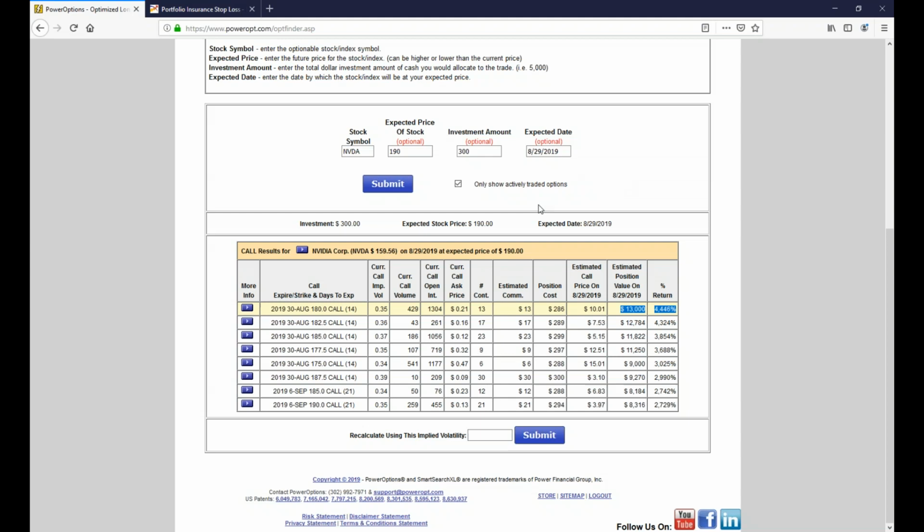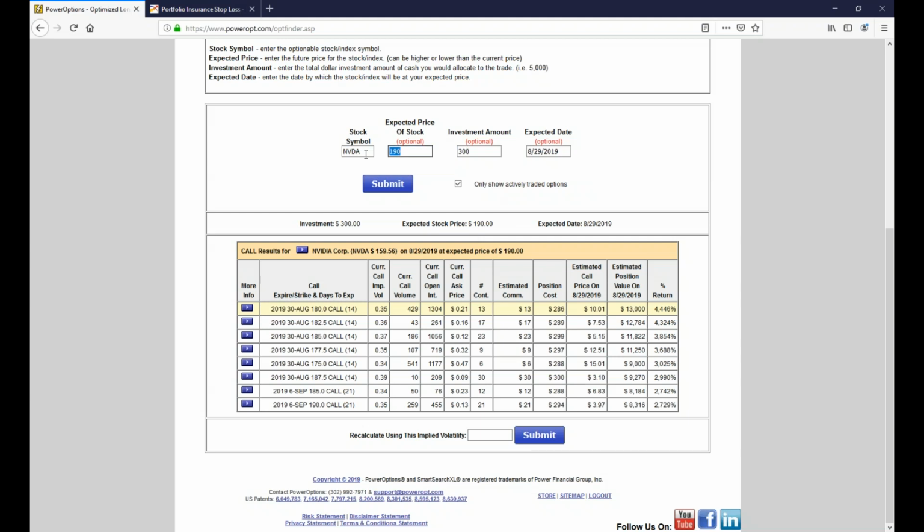Okay, so this will help you better identify based on your expectations and your target price which is the best option to go with, whether you're doing 1 contract, 6 contracts, 4 contracts, 13, whether you're using $300 or $250, this will better answer your question.